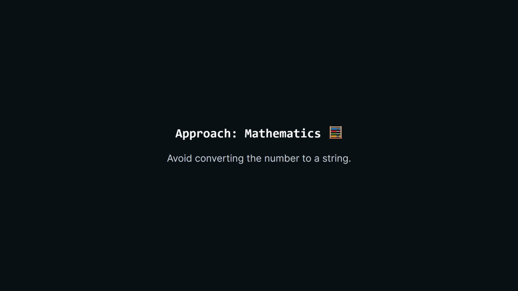Let's talk about the approach. The easiest way to reverse a number in many languages is turning it into a string of text, flipping the text, and turning it back. But we can do this much faster using pure mathematics. We can actually pull the digits off the original number one by one from right to left and build our new reversed number as we go.